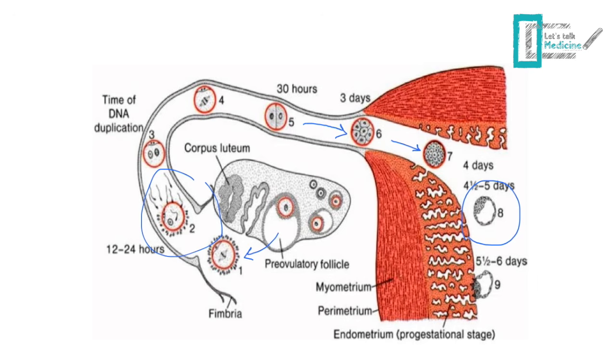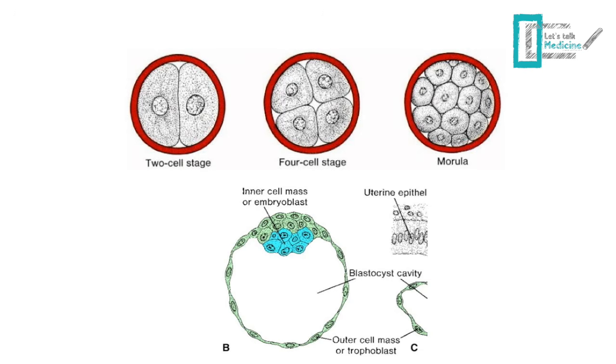So the blastocyst is the stage that implants within the uterus. Now, this is basically the same thing. After the formation of the zygote, after fertilization, you will get the embryo, which will start to divide, okay? It will give two cell stage, then four cell stage, then it will give something called a morula.